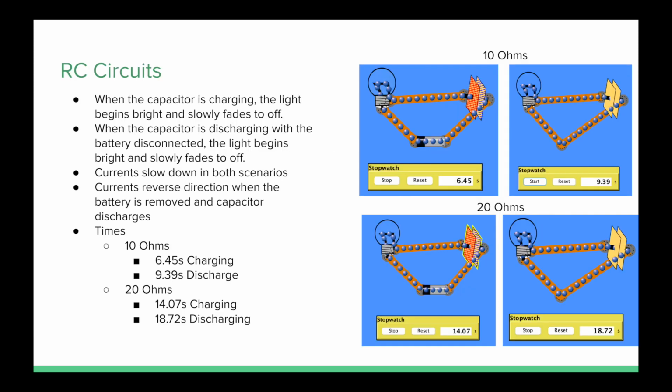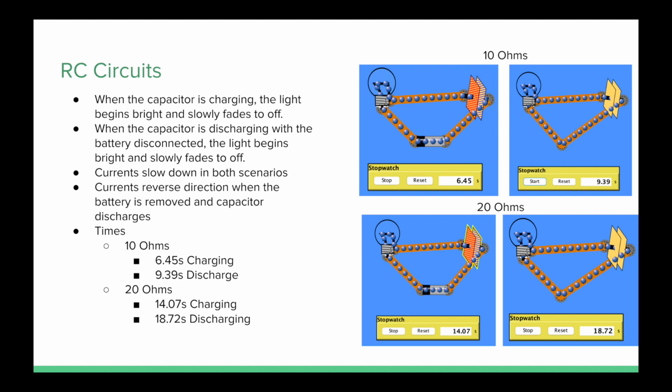As the capacitor is charging, the light bulb starts off bright and begins to fade. When the battery is disconnected and the capacitor is discharging, the same observation was made. During both events, the current slows down as time goes on, and when the capacitor discharges once the battery is removed, the current reverses directions.